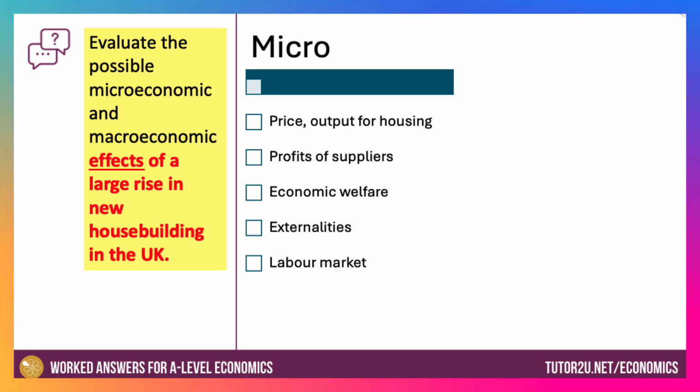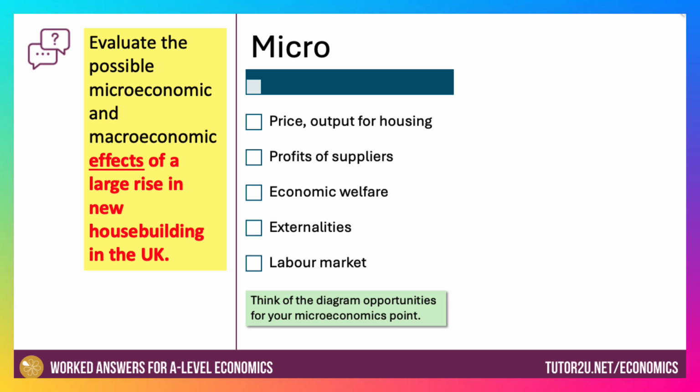At a micro level, anything to do with price and output, so demand and supply of houses will be fine. You could talk about the profits of construction companies and of suppliers, estate agents, construction materials, etc. You might want to talk about the micro effects on economic welfare, consumer and producer surplus. Many students would choose externalities as their micro point. Obviously, new house building has mixed externalities. There can be some externalities from construction, but also positive externalities from more affordable houses. And you could use the labour market as your micro point, supply and demand for labour if we're building lots of new homes.